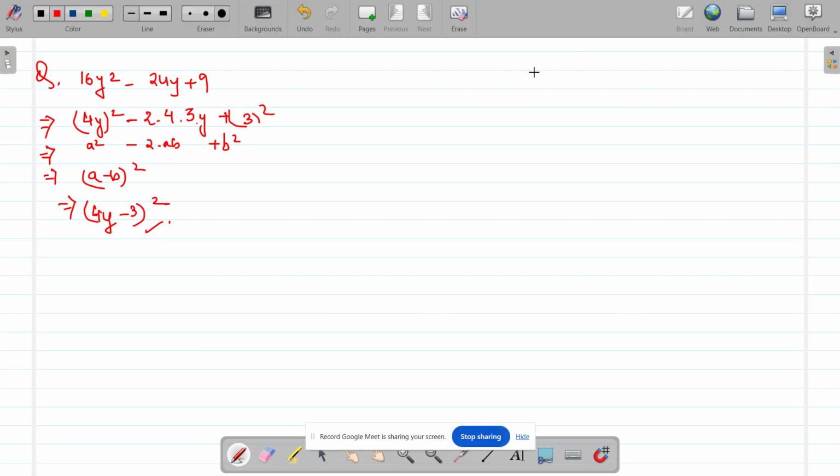Sorry, when we expand it, this sign... Yes, we can see that in the question we have the minus sign. That's why the formula for (a minus b) whole square is a square minus 2ab plus b square.